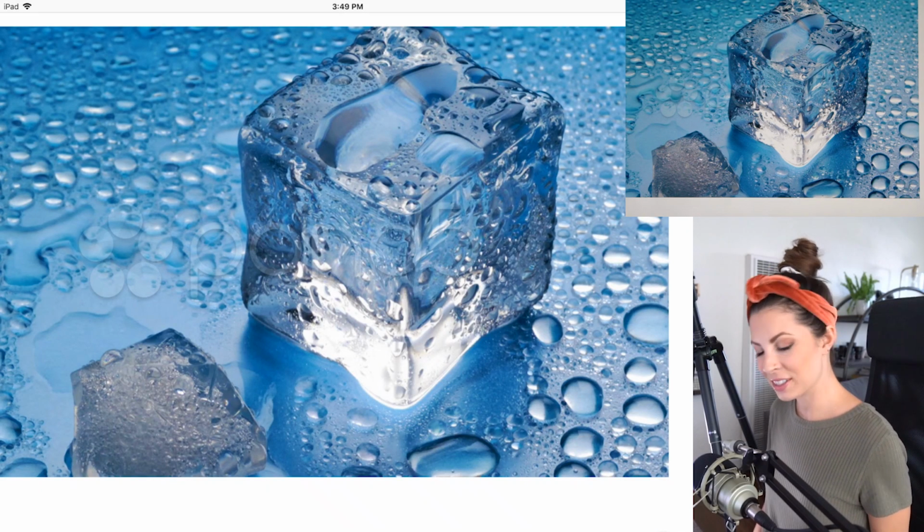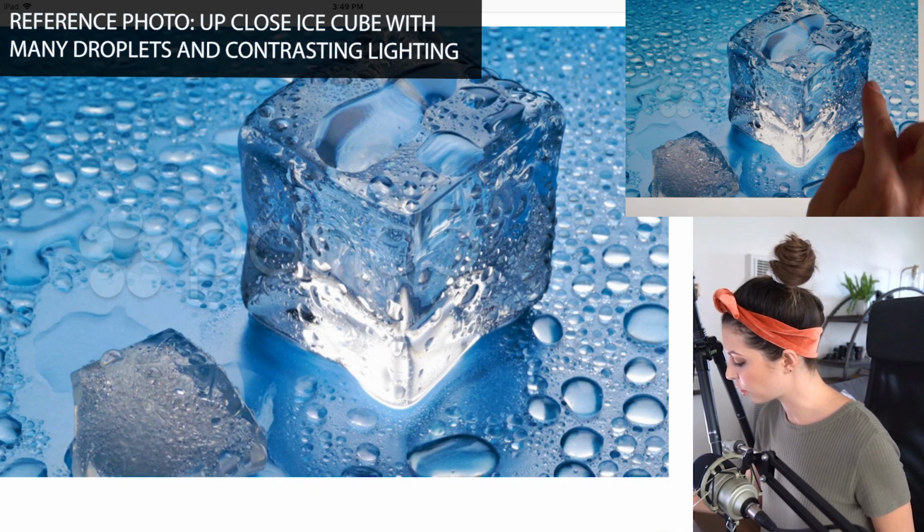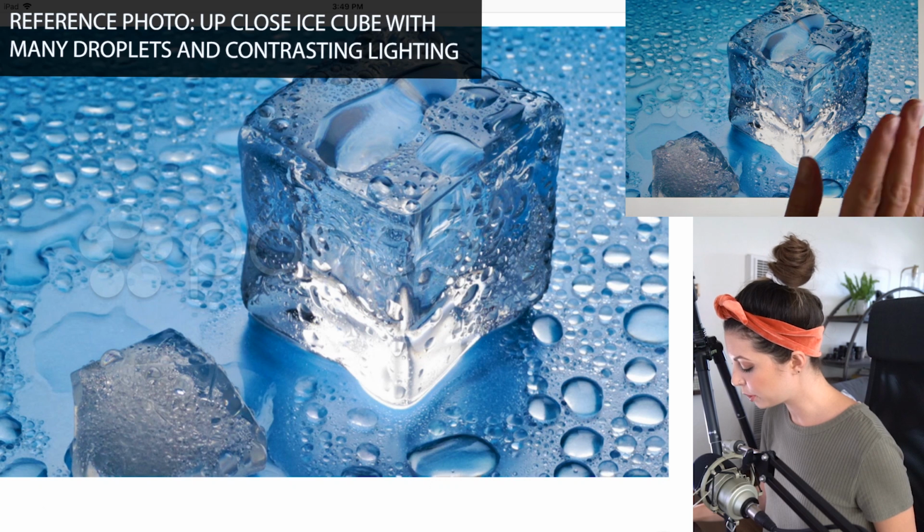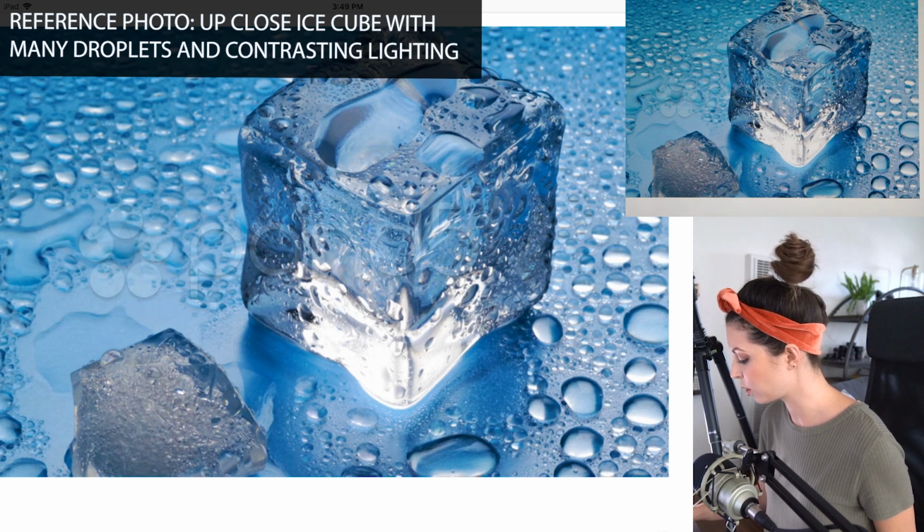Okay, so here's my reference. For this one, you can see that there's lots of shadows on the corners of the ice. The background is all blue and there's a nice highlight right in the middle of the ice cube. So we're gonna aim for that.